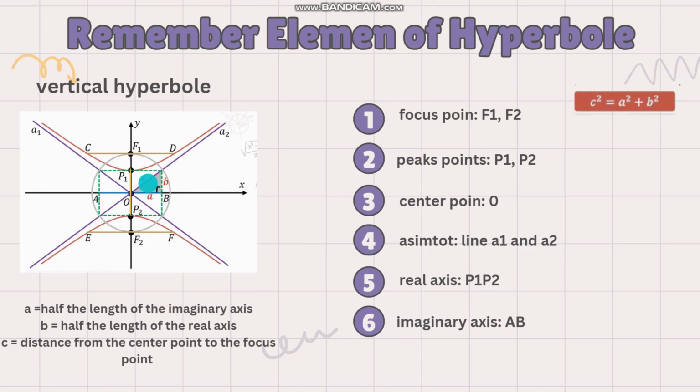Next is the c. It's the distance from the center point to the focus point. So this is the small c.